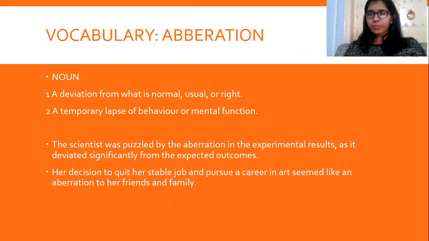So it's a temporary lapse of behavior or mental function which we are referring to that happened to me today morning. Okay. The scientist was puzzled by the aberration in experiment result. That the scientist was puzzled by what was unusual in the result, as it deviated significantly from the expected outcomes. Of course, a deviation from what is normal is being referred to here. Her decision to quit her stable job and pursue a career in art seemed like an aberration to her friends and family. Of course, something that is not normal, not usual, not right is what we are referring to here again.